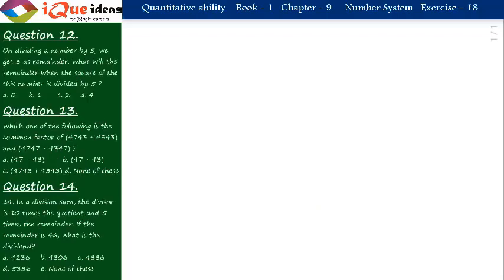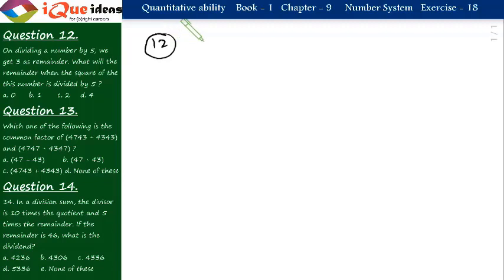All right. Now let's consider question number 12. It says on dividing a number by 5, we get a remainder 3. What will be the remainder when the square of this number is divided by 5? Now there is one way of doing this question. Let's consider any number which when divided by 5 leaves a remainder 3.